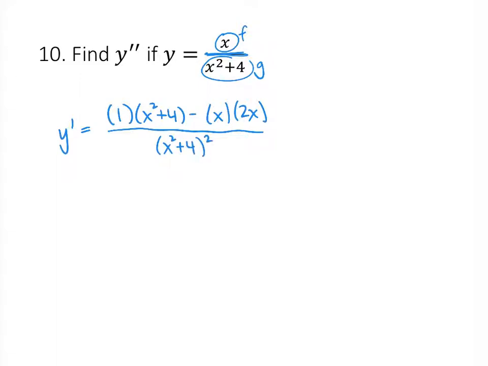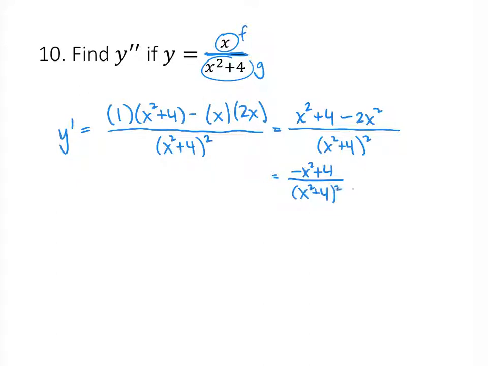Now we want to try to make this as simple as we can to make taking the second derivative easier. I don't recommend multiplying out the bottom because that being factored is actually going to make the derivative relatively simple. But let's see if we can collect some like terms and simplify the top here. So on the top what we have is x squared plus 4, and then minus x times 2x gives us minus 2x squared. And so we end up with negative x squared plus 4 all over (x squared plus 4) squared.